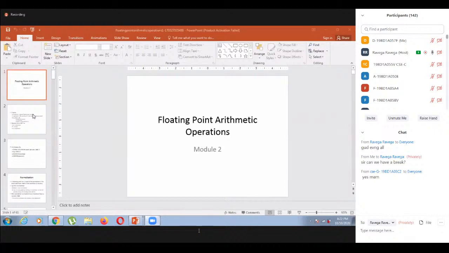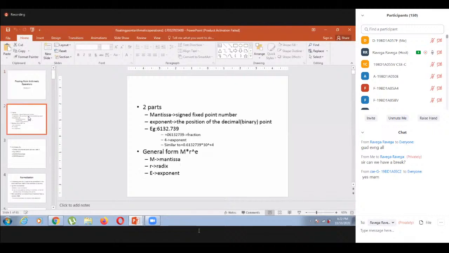In previous classes, we learned about fixed point arithmetic operations. Now we are going to learn about floating point arithmetic operations. A floating point number consists of two parts. The first part is called the mantissa part, and the second part is called the exponent part.